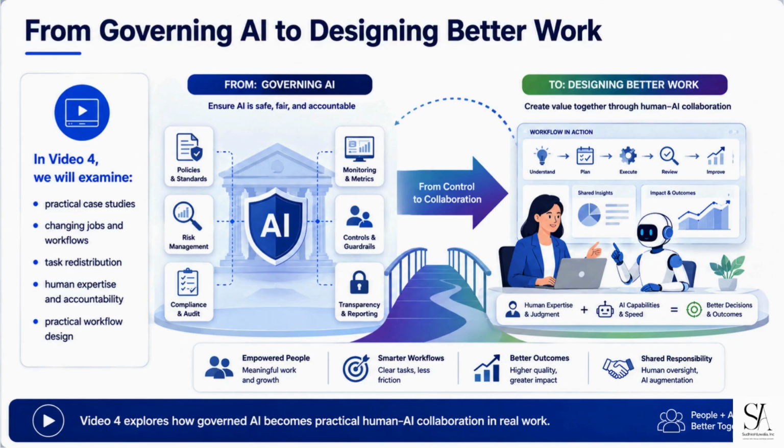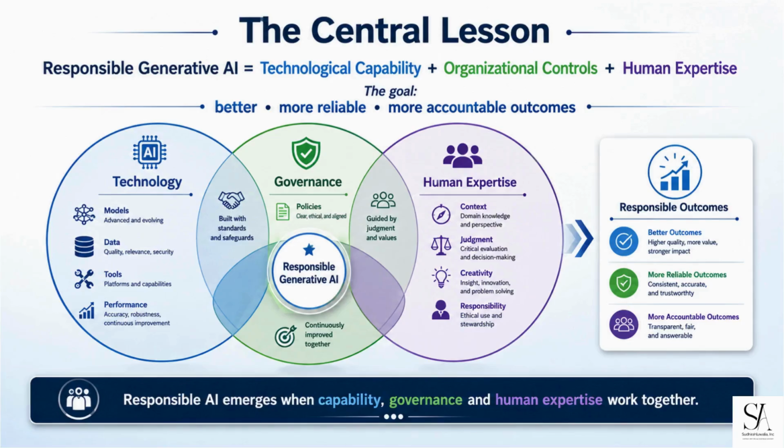Finally, we will develop a practical framework for designing human-AI workflows. We will examine where AI should act, where people should intervene, how handoffs should work, what should be measured, and how feedback can improve the system over time. The central idea we carry forward is therefore this: responsible generative AI does not end with selecting the right model or putting governance controls around it. Its real value emerges when technological capability, organizational controls, and human expertise are combined into a workflow that produces better, more reliable, and more accountable outcomes. That is the subject we will take up in video 5, Human-AI Collaboration.